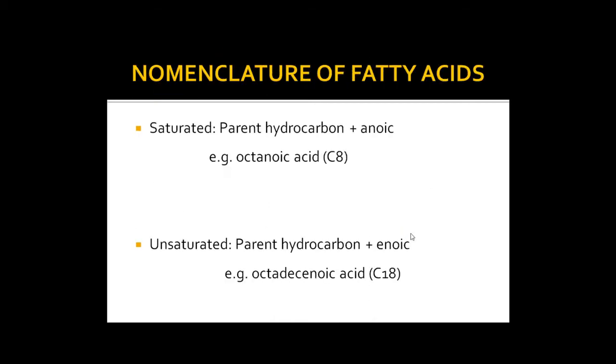Next, coming to the nomenclature of fatty acids. If it is a saturated fatty acid, it is named with the parent hydrocarbon plus anoic. Example, 8-carbon fatty acid is named octanoic acid. If it is an unsaturated fatty acid, then the prefix enoic is added. Example, 18-carbon unsaturated fatty acid is named as octadecenoic. Octadec for the 18 carbon and enoic for the unsaturation.